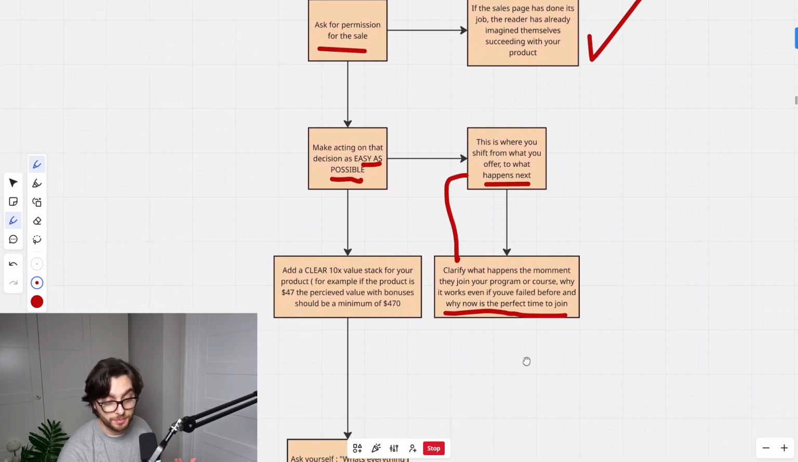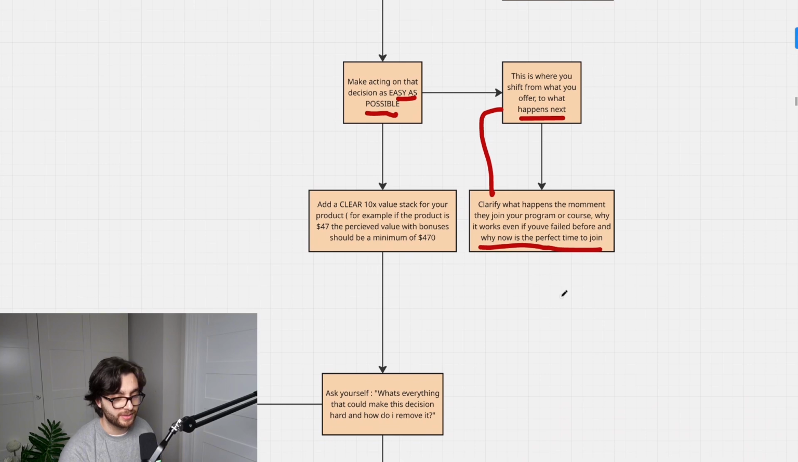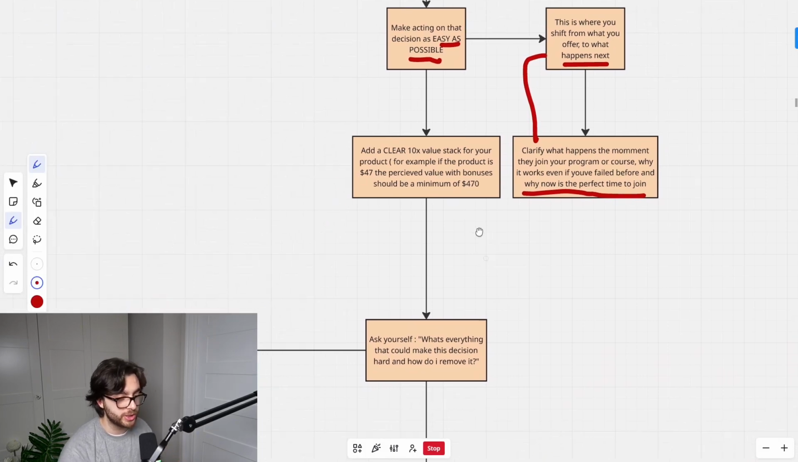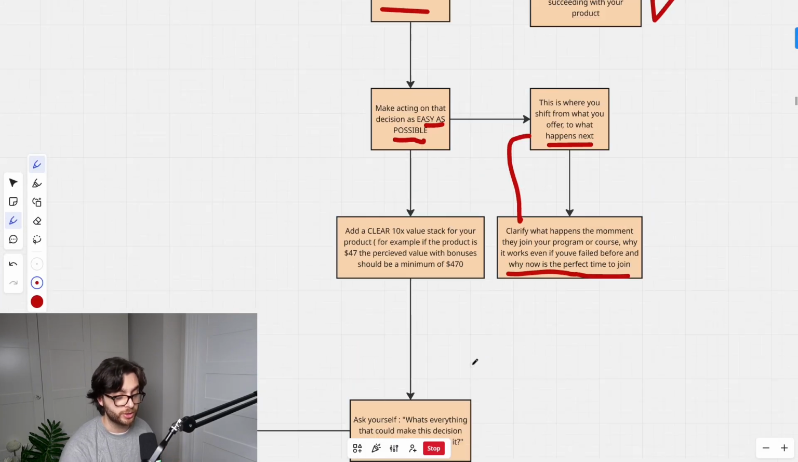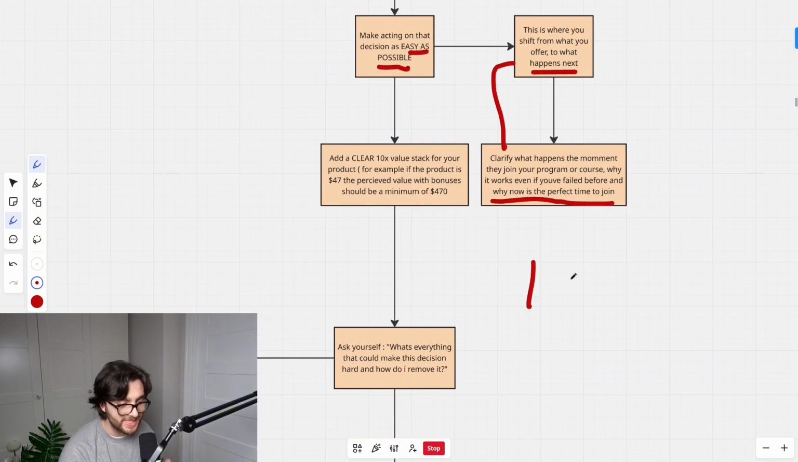And then most importantly, you reduce friction. So every time they have to think about something is friction. Every question and every bit of confusion is friction. When I built that $180,000 page and offer, I asked myself one thing: what's everything that can make this decision hard and how do I remove it?